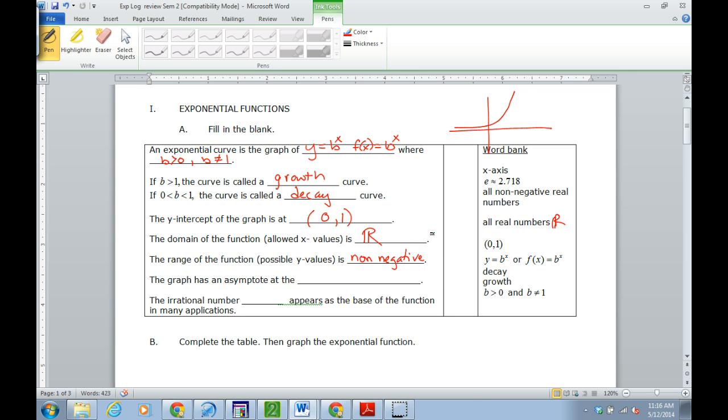How do we know the y-intercept is 1? Because here I have y equals b to the x. And if I put 0 in for x, anything to the 0 power is always 1. Okay? The graph of it has an asymptote. Where's the asymptote in this case? It's the x-axis. Okay?